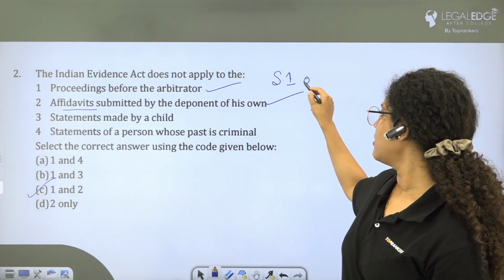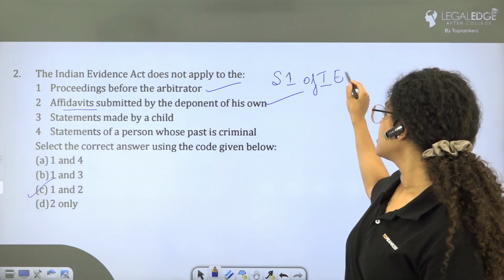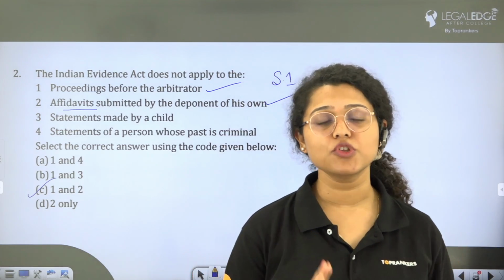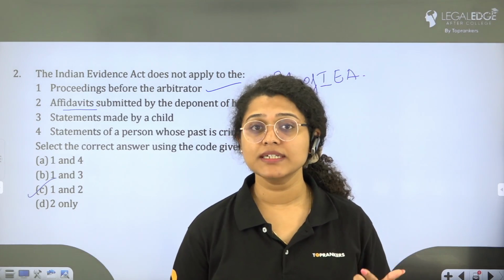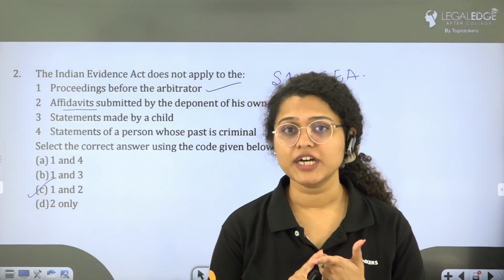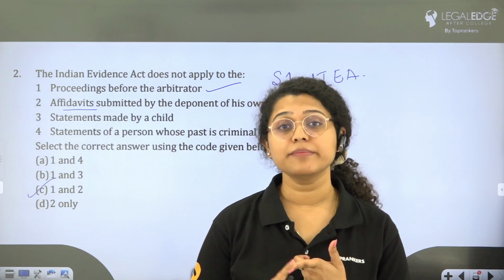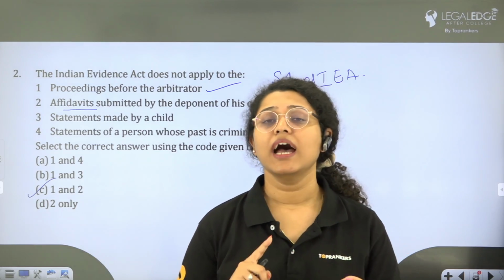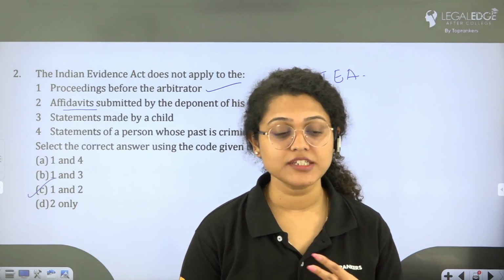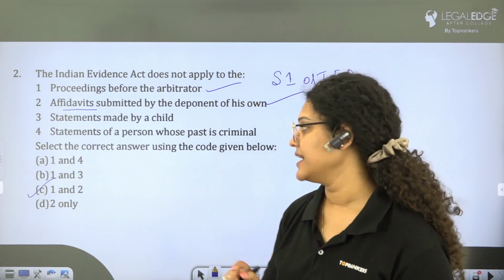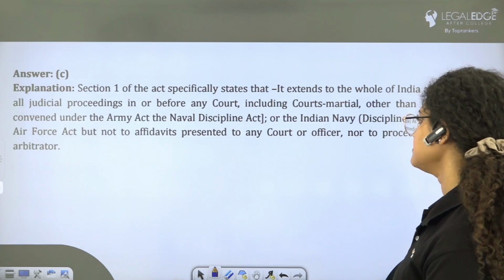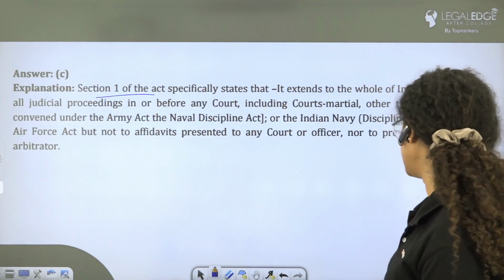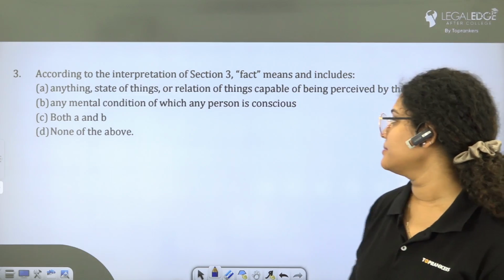section number 1 of Indian Evidence Act, which talks about applicability of the act and accurately provides that it is not applicable to proceedings which are in front of court martials under Army Act, Navy Act, and Air Force Act. It is not applicable to affidavits, and it is not applicable to proceedings before arbitrators. Right? Moving ahead. See, section number 1 of the Indian Evidence Act. ठीक है.